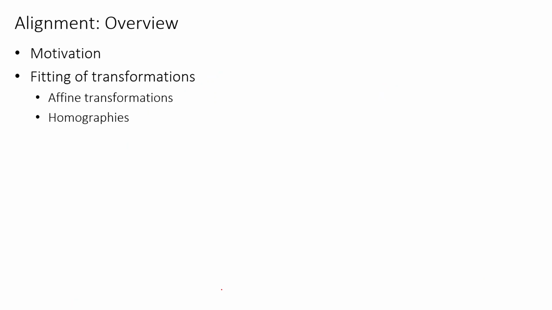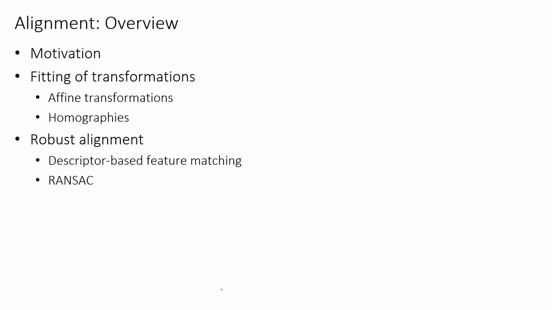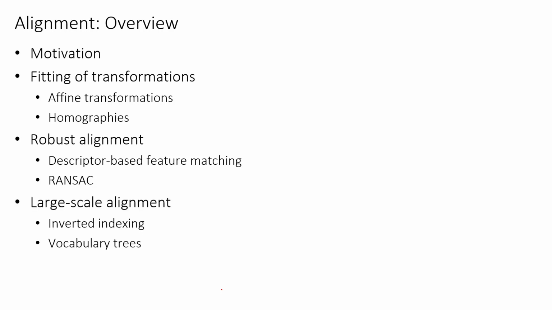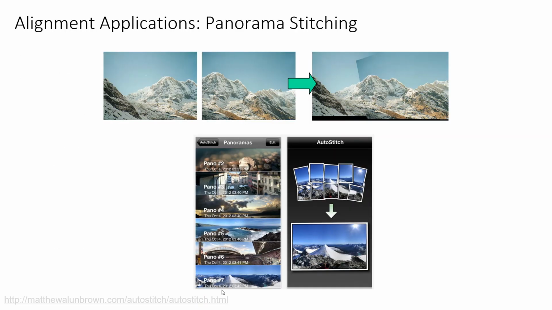So in this, we will first of all see why we need this alignment by looking at some problems. Then we will see how to fit these transformations, particularly an affine transformation and the homography. And then we will see how to do a robust alignment, and it is up to you to find out about large scale alignment. So this finds applications in panorama stitching.